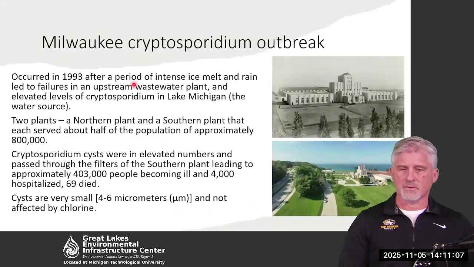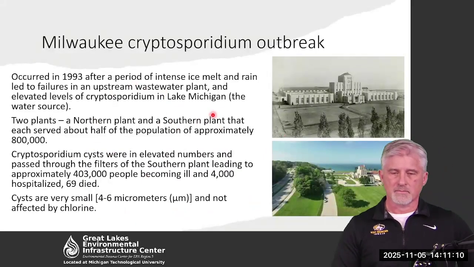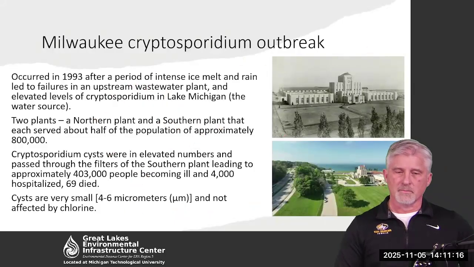So I want to talk to you briefly about a major thing that happened back in 1993, the Milwaukee Cryptosporidium outbreak. It was in the spring, they had quite a bit of ice melt, they had some rain. The city of Milwaukee had 2 different drinking water plants. There was a failure at an upstream wastewater treatment plant, and it resulted in elevated levels of Cryptosporidium in Lake Michigan. And that's where these 2 water treatment plants got their water, from Lake Michigan.